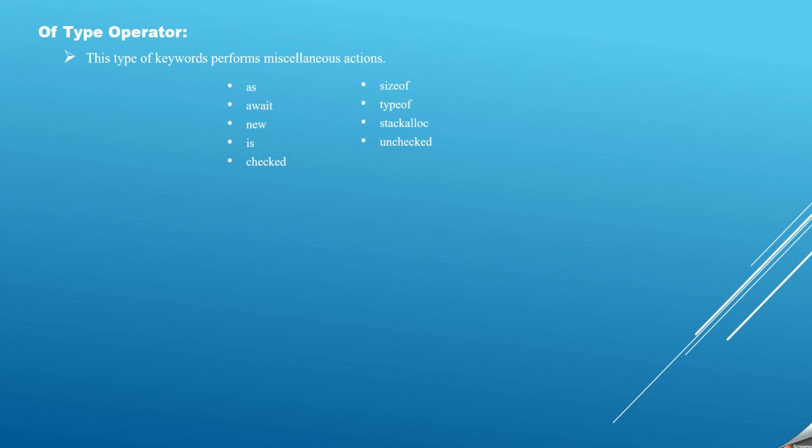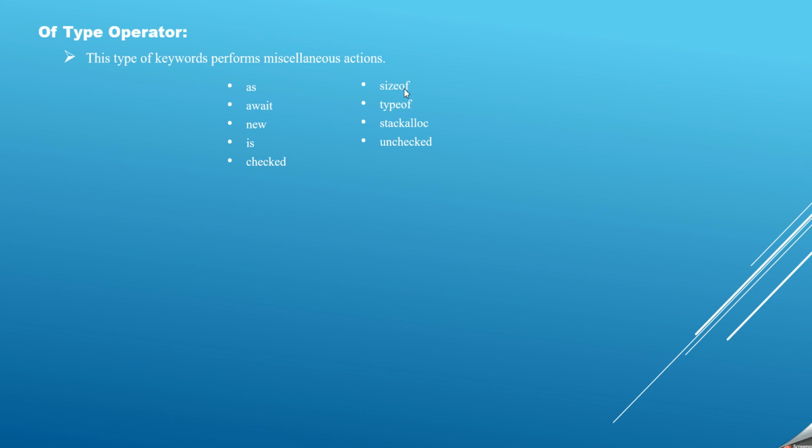As is the word used to declare a particular type. Let's suppose my data is int, that means my data is of type int. Await is a keyword we will consider when we discuss multi-threading. And new, as I told, instantiates objects or calls the constructor, and it has a common use.